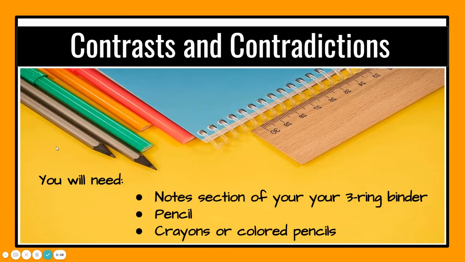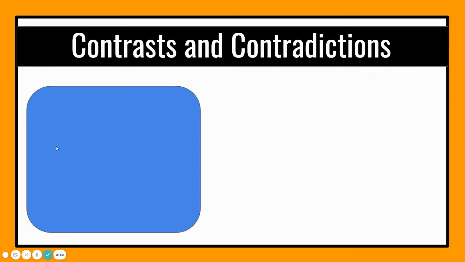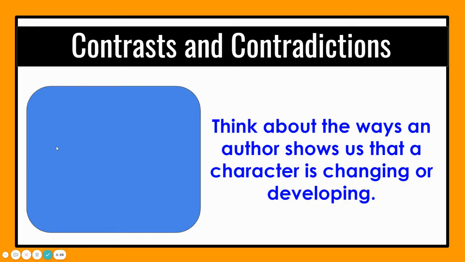Here we go. Let's begin by thinking about one of the ways an author shows us how a character in a story is changing and developing. We will call this contrasts and contradictions.